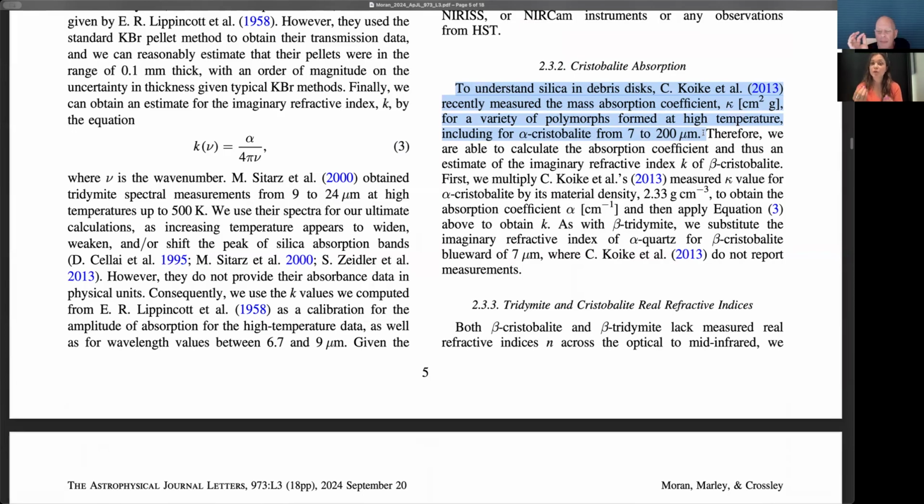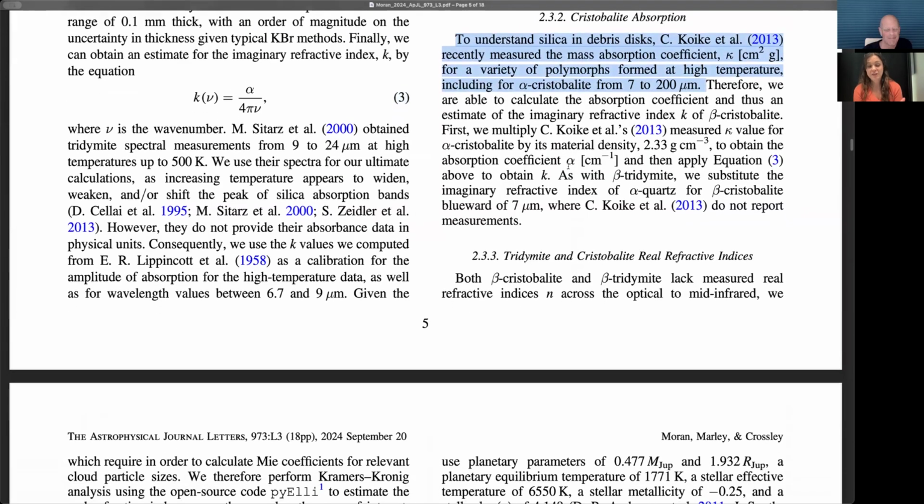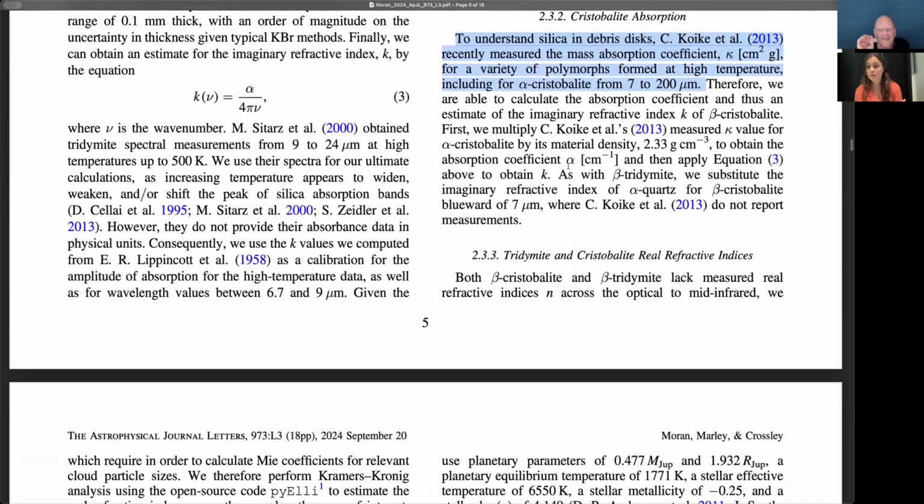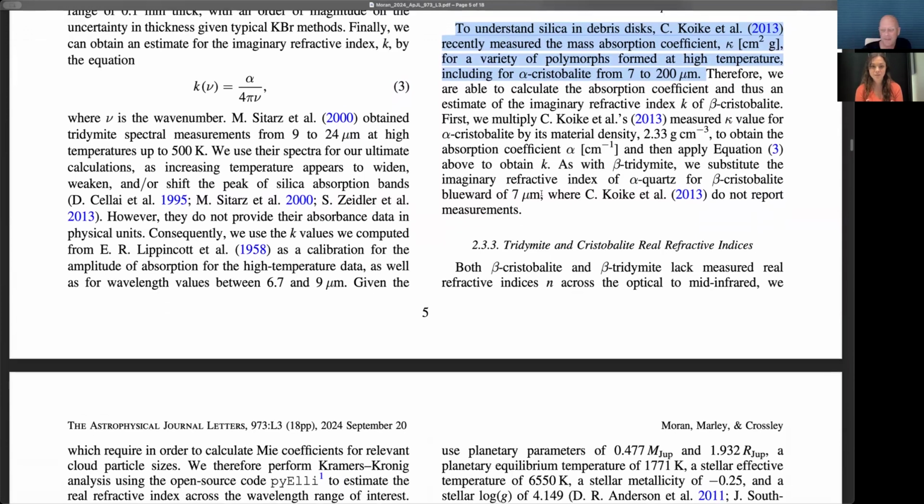So from that, you're getting the imaginary refractive index. Then you need the real refractive index. And the way that I chose to do this, which is pretty common, is to use something called Kramers-Kronig analysis. And that's just essentially an expression you can use to go from one to the other.